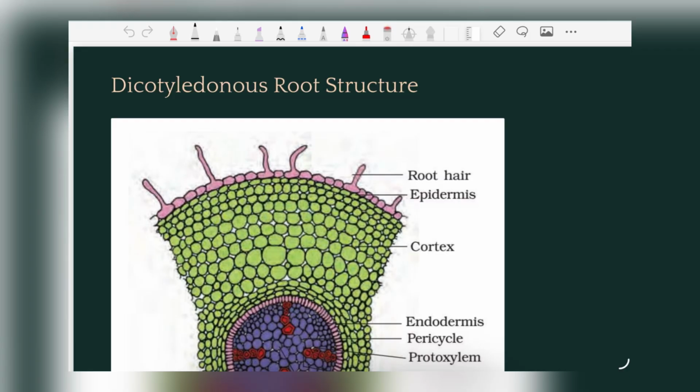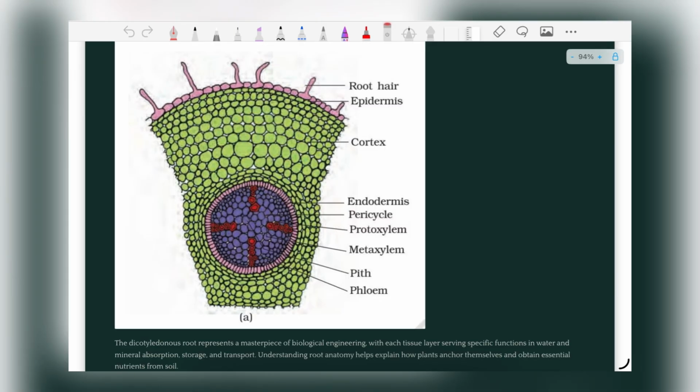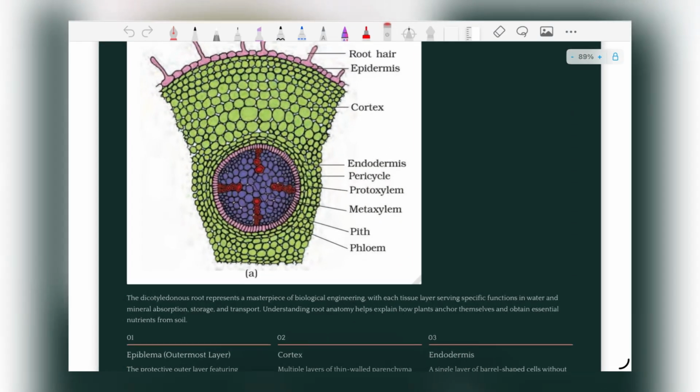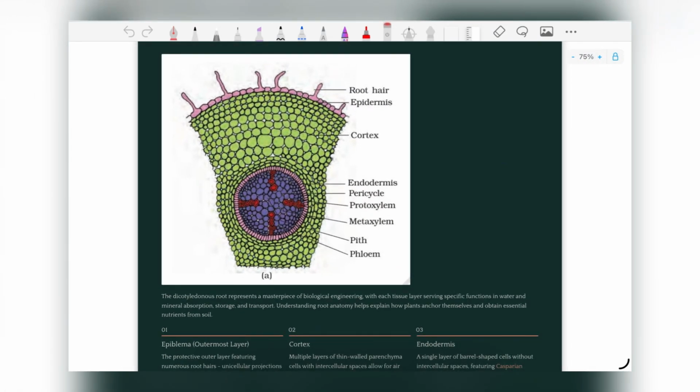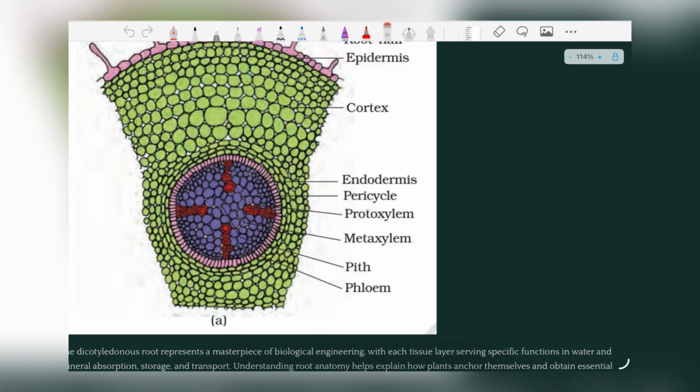Now, dicotyledonous root structure. So here is the structure of a dicotyledonous root, the transverse root structure. As you can see, here is the root hair, below it is epidermis, below it is cortex, below it is endodermis, below it is pericycle. These are pericycle that connects the xylem and phloem.